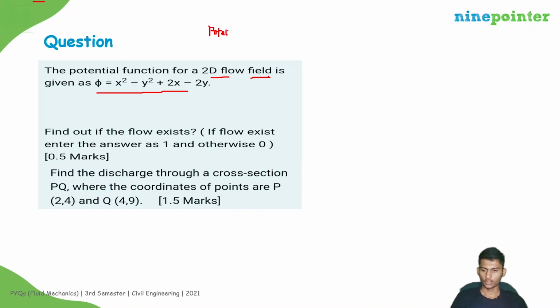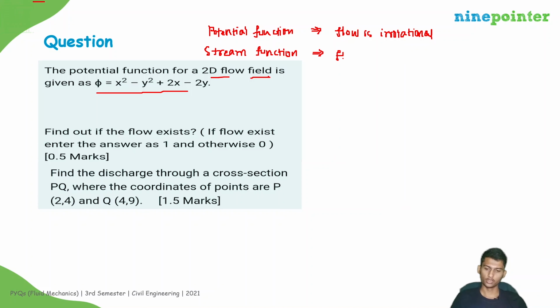For a potential function, our first assumption is that the flow is irrotational. There is another type of function also, the stream function. For that, we assume that the flow is incompressible. So the potential function is only defined when the flow is irrotational. The stream function is only defined when the flow is incompressible.